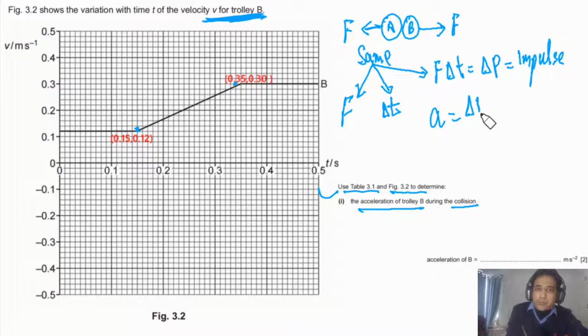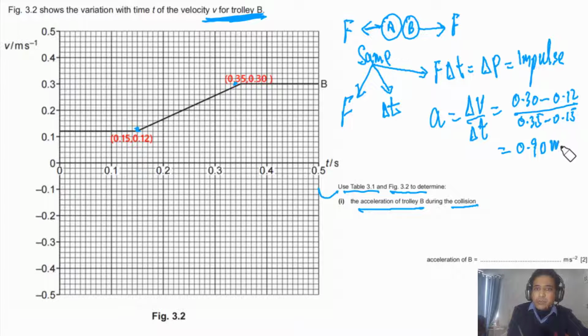This will be simply equal to delta V by delta T, meaning the gradient of this part of the graph. So we have the value of y here, that is 0.30 minus 0.12, divided by 0.35 minus 0.15. If we solve this one, we will get 0.90 meters per second squared. So this is our answer. This is the acceleration of trolley B.